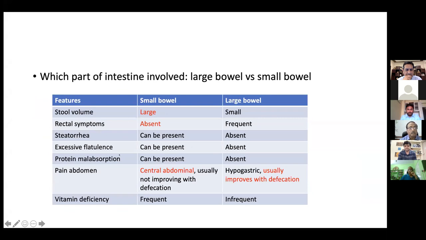Steatorrhea, excessive flatulence, and protein malabsorption will point towards a small bowel cause. We do have features of borborygmi, but the patient does not complain of excessive flatulence, so we cannot comment on these points. Pain abdomen is an interesting point. In patients with small bowel diarrhea, the pain is described as central abdominal, and usually might not improve with defecation. In our case, the patient complains of pain which improves with defecation. So it has features of both small bowel and large bowel involvement. Considering all these points, I would still like to commit to a small bowel type of diarrhea. But again, when we say small bowel, we cannot rule out involvement of the proximal colon.